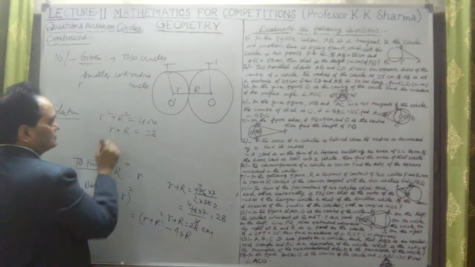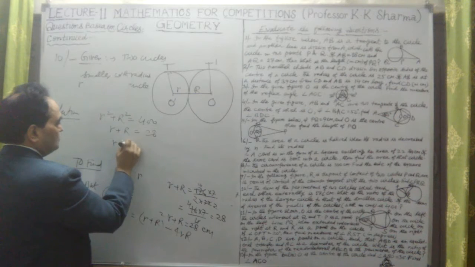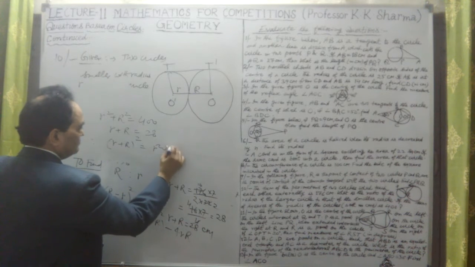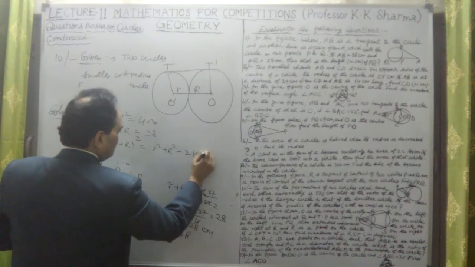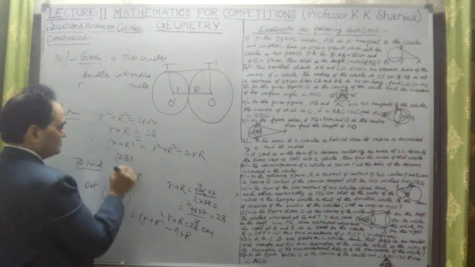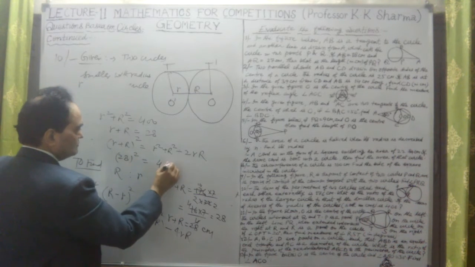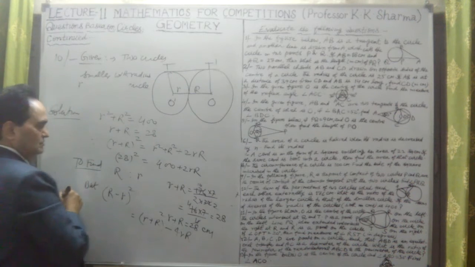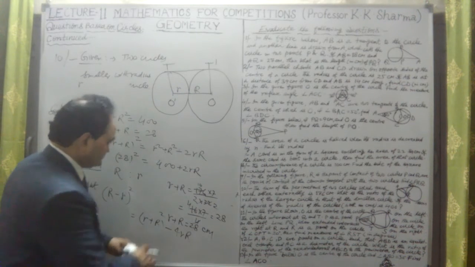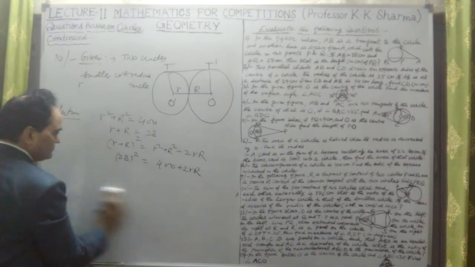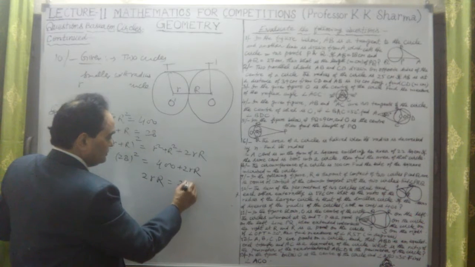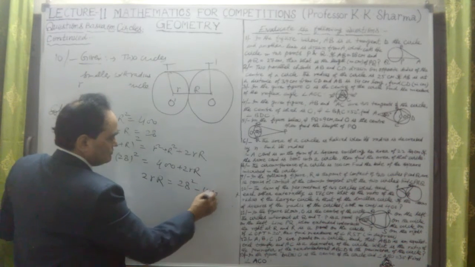Now what is the formula for this? We know that small r plus capital R whole square is equal to small r square plus capital R square plus 2 small r into capital R. R plus r whole square is equal to this. Now this is 28, so 28 square is equal to 400 plus 2 small r into capital R. Let me just find out this. So from this we calculate 2 into small r into capital R is equal to 28 square minus 400.